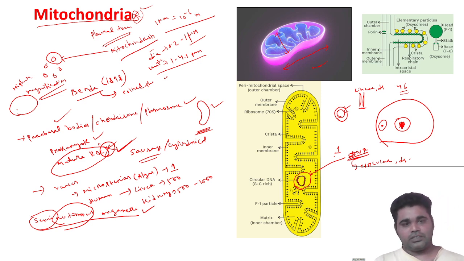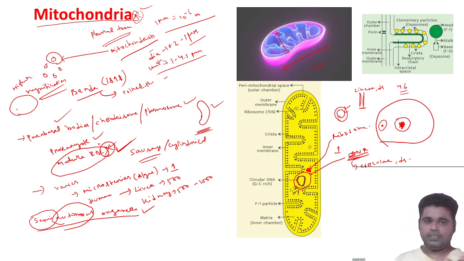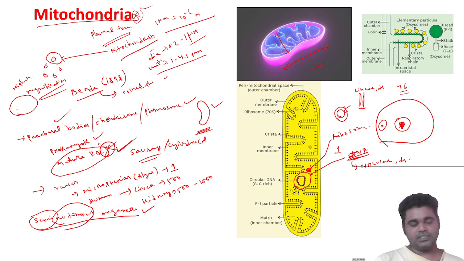So because of the presence of the DNA, and along with that, some ribosomes are also present. So this is the ribosome. The ribosome helps in the synthesis of protein. That means the DNA is present, the ribosome is present. So this mitochondria can also synthesize its own protein.